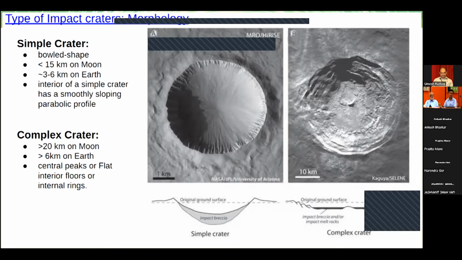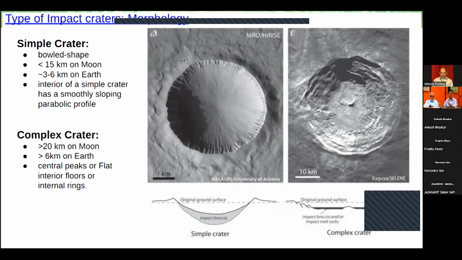There are a variety of craters. Sometimes a very simple depression, very circular in nature, a bowl-type structure with perfect rims that we see very clearly. These are called simple craters, and we have another type, complex craters, which could be very complex in nature. The simple craters you observe on the Moon or Mercury are generally smaller, around 15 kilometers or less on the Moon, and generally less than 6 kilometers on Earth.